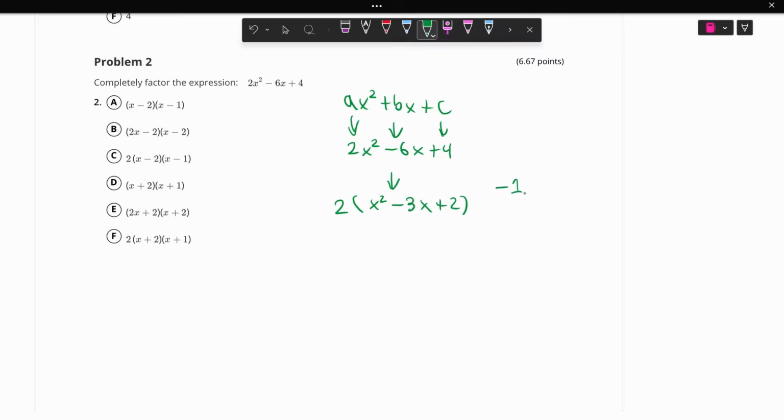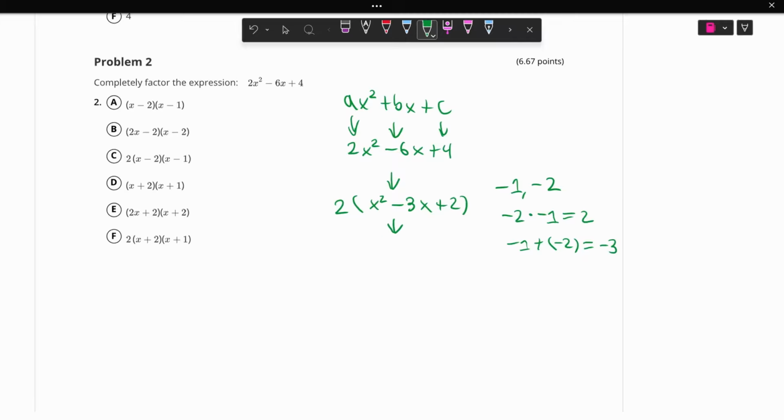So yeah, negative 1 and negative 2. You'll see that when you multiply them together, so negative 2 times negative 1 gives you 2, and then negative 1 plus negative 2, when you simplify this, you'll end up with negative 3. And so that's how I know that those two values are going to satisfy this.